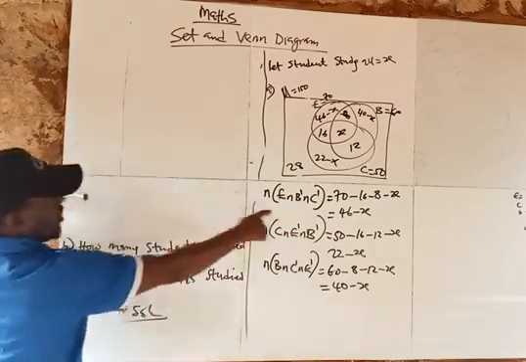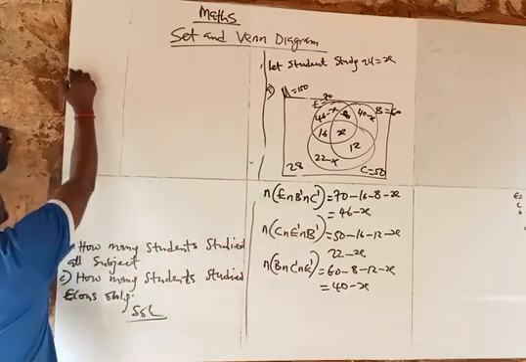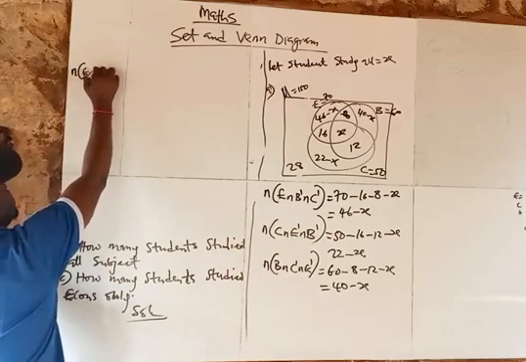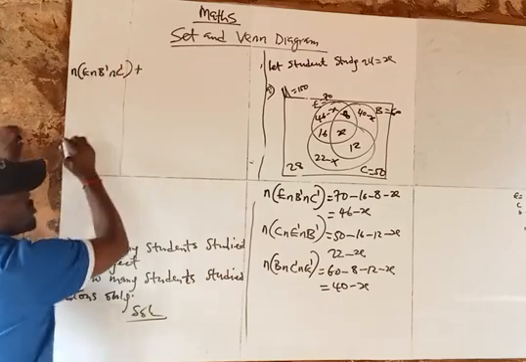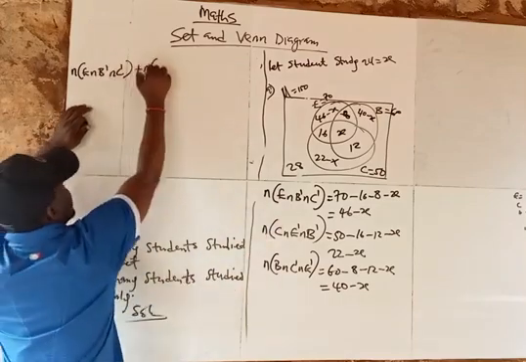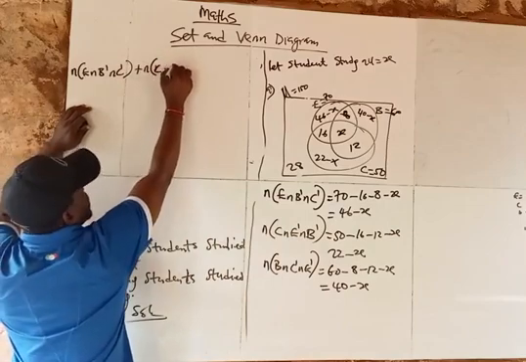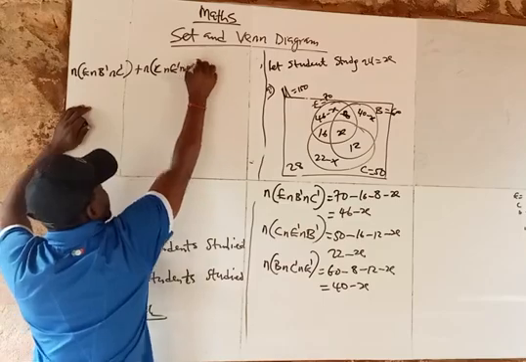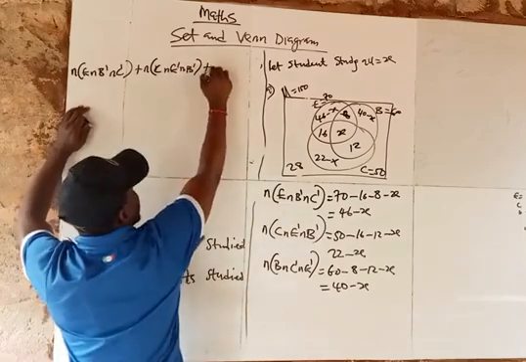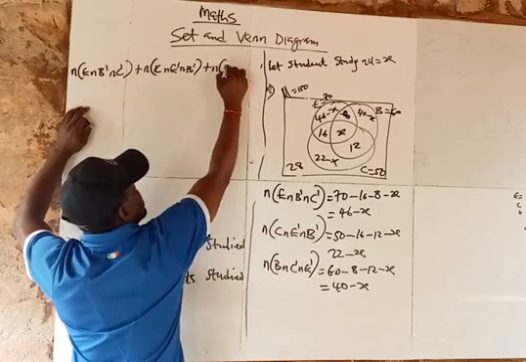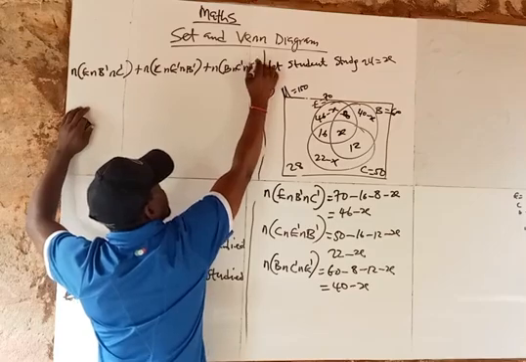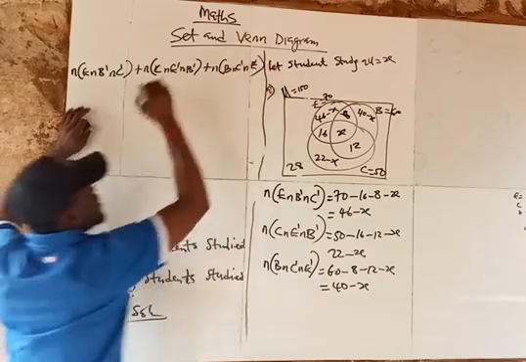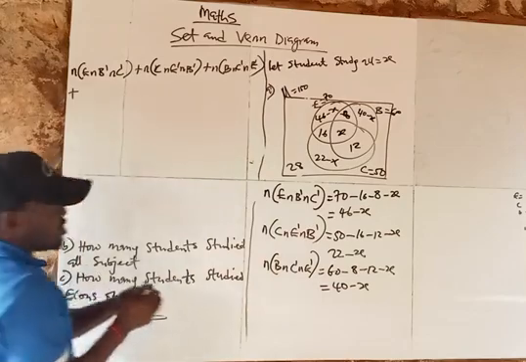So the way I did this one, I'll bring out this one, n intersection E n B prime C intersection C prime, plus I'll take this n intersection C n E prime intersection B prime, plus I'll take this n intersection B n C prime intersection E prime, all right, plus. Now we are done with these ones.